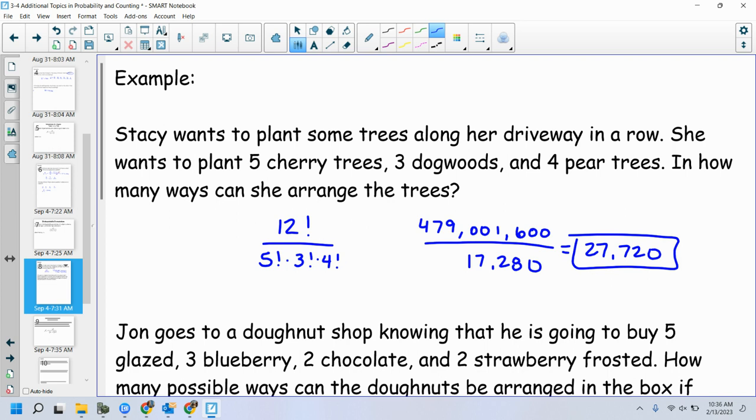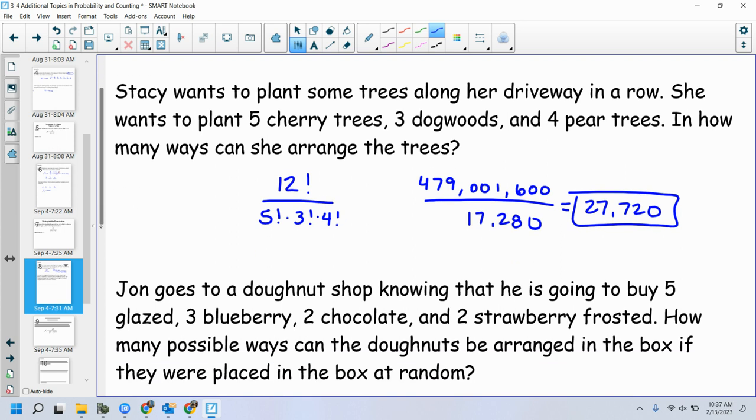But I know that 5 of them are all cherry and that doesn't change anything, right? Planting those in different orders doesn't change anything. They're still all cherry trees.